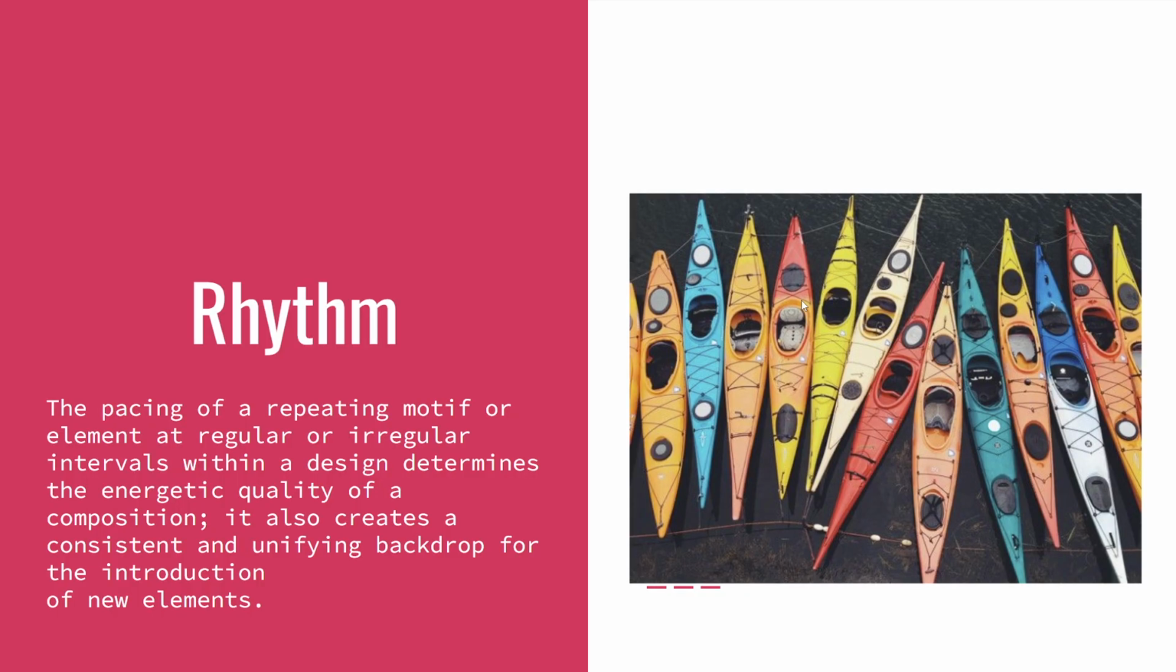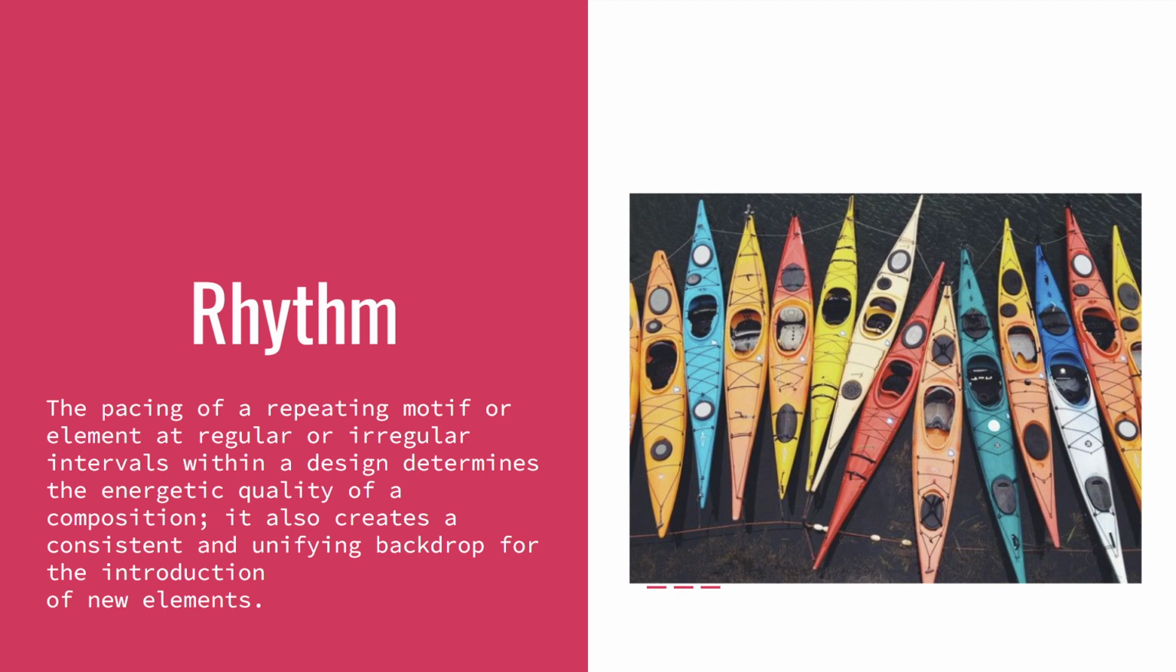All right, our next one is rhythm. So rhythm is just like how it is in music, right? A piece of music has a rhythm or a time signature. A visual piece has a visual rhythm as well. So rhythm is one of the ways that you create consistency throughout your pieces.